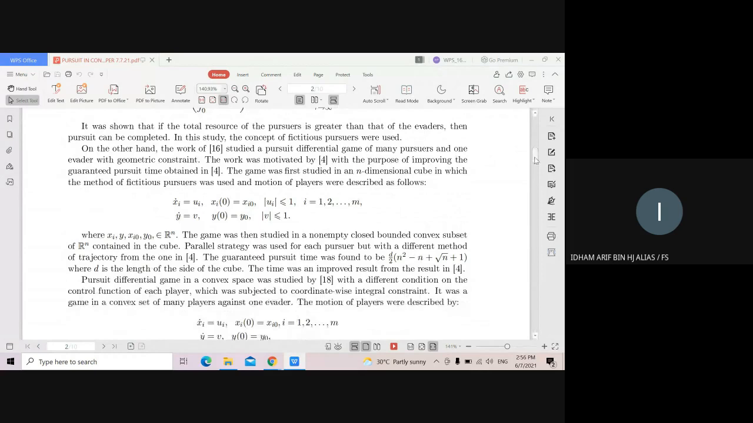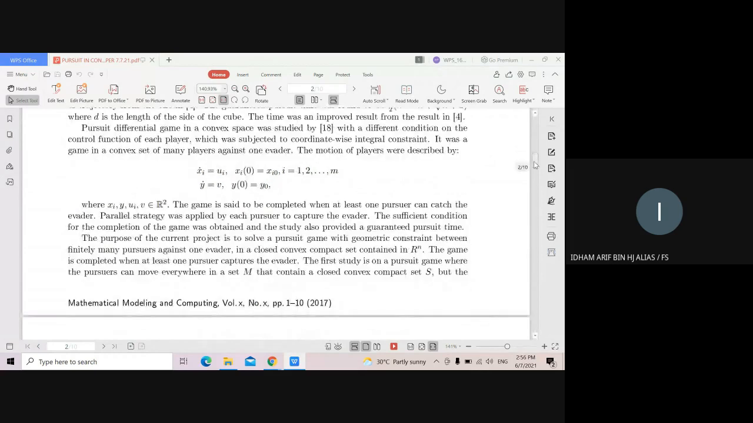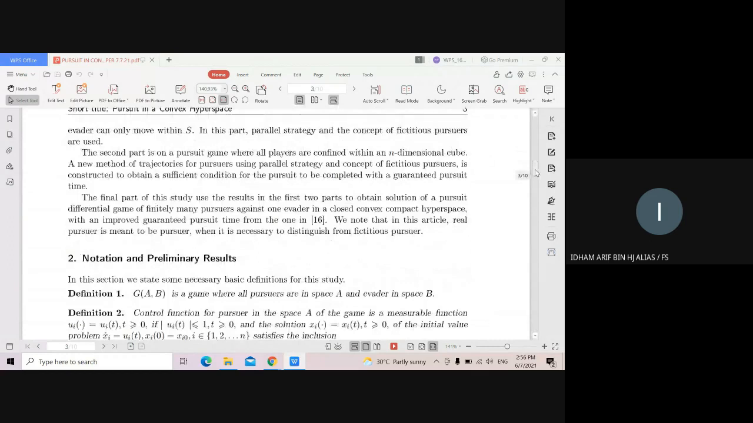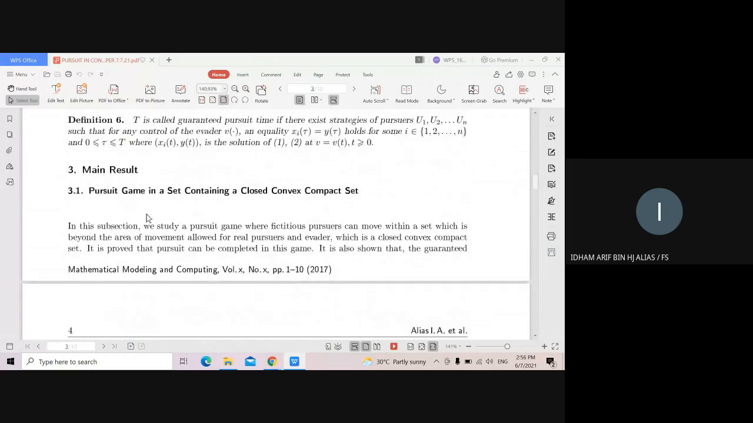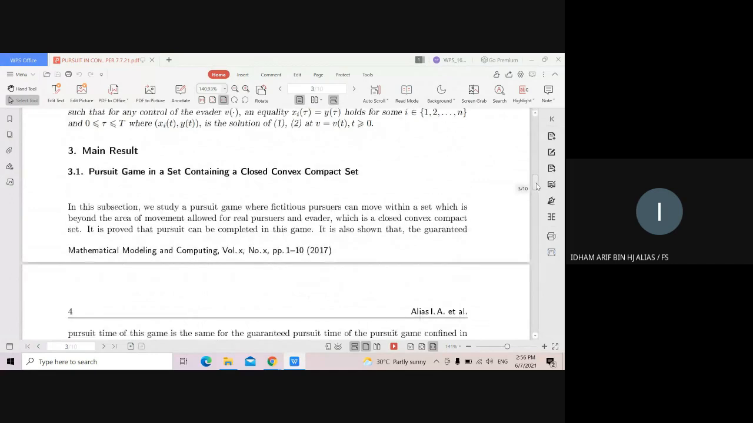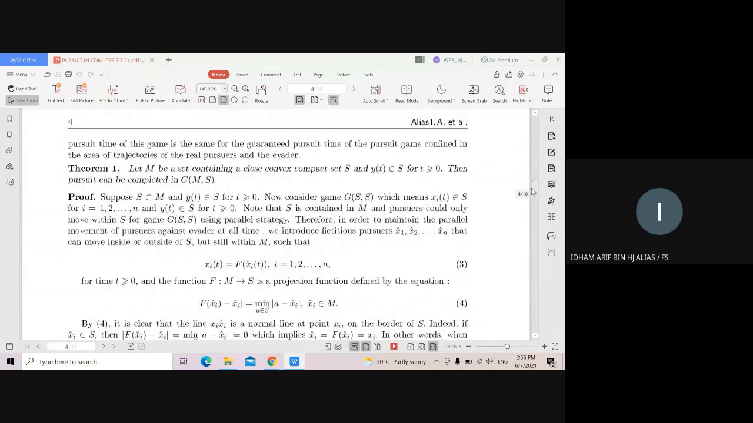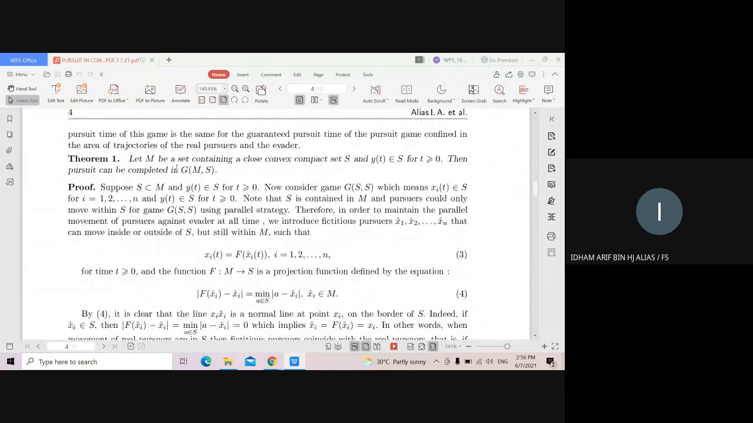Okay, so now we go to our two main results. The first result is where we study the pursuit game in a set that contains a closed compact set. Say that this closed compact set is S, and the set that contains S is M. And what we prove here gives two results. Theorem 1 says that a pursuit can be completed in the superset of S, which is M.